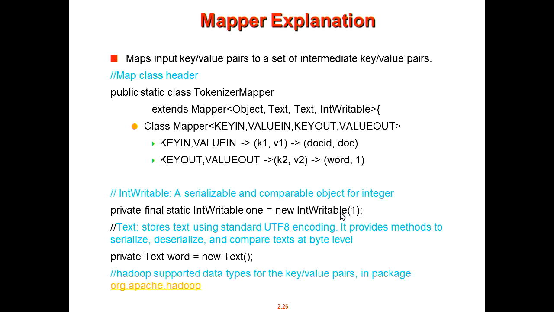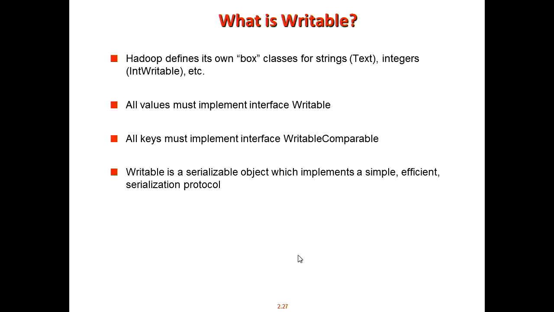And here we just define a static iterable value 1, because for each term we will emit a term and 1. So we just define a variable here. Next, this is a text object. The output key is a term, and because we are doing this within MapReduce, we can't use string to describe this term. Instead, we need to use text, which is a wrapper class in MapReduce for string, to define the data type for the output key.